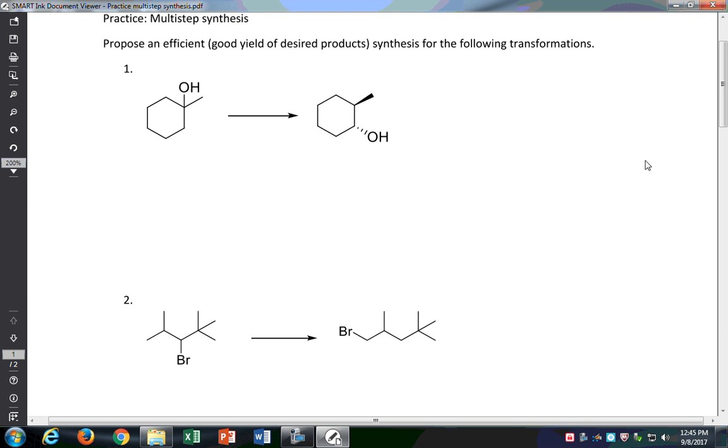For example, if you're in the lab, your professor might say, I want you to make this compound for me. You don't have the starting material. You have to figure out where to start. So you have the starting material and the product. You know where you're going.